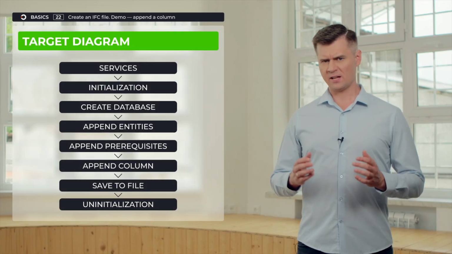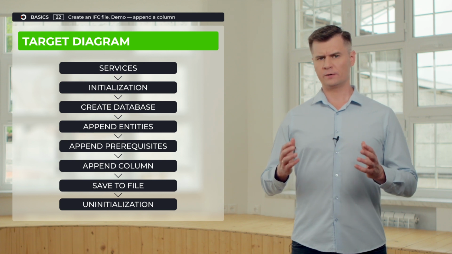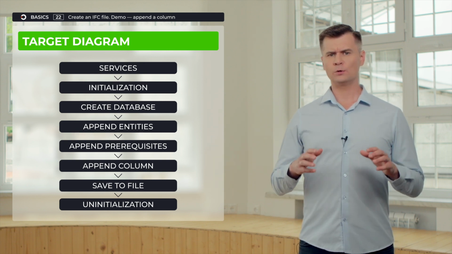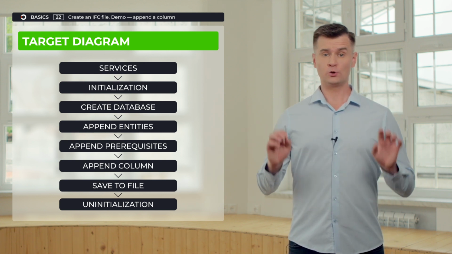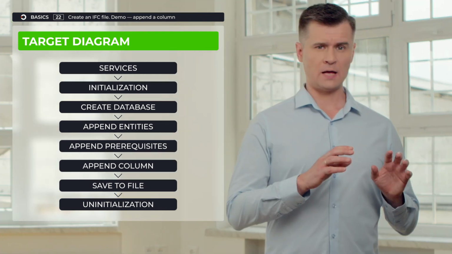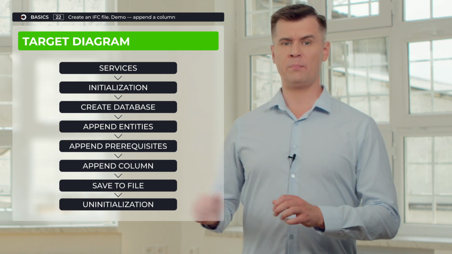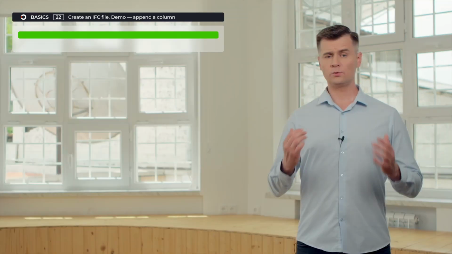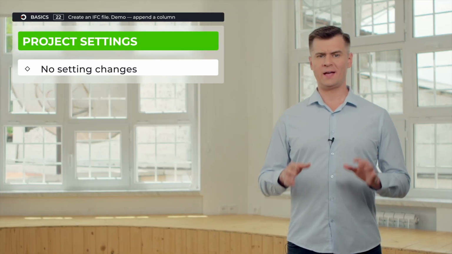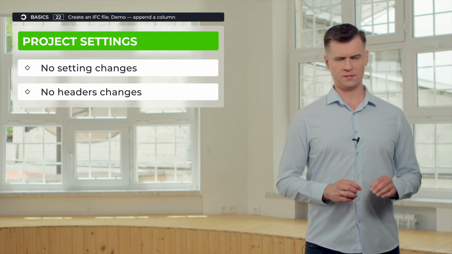During today's video, we'll modify our existing demo example so it outputs an IFC file with a column element. As a reminder, the diagram that we created during the previous video. Our goal today is to implement two new additional steps: appending the prerequisites for column creation and appending the column element itself.